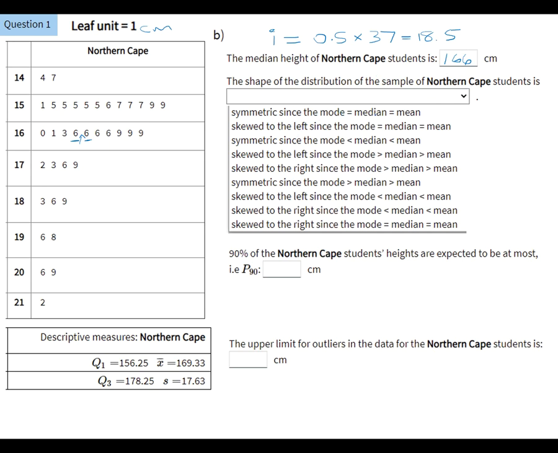Then next we need to find the shape of this distribution. For that, we need to compare the mode, the median, and the mean. We already know what our median is. Our mean is given down here.